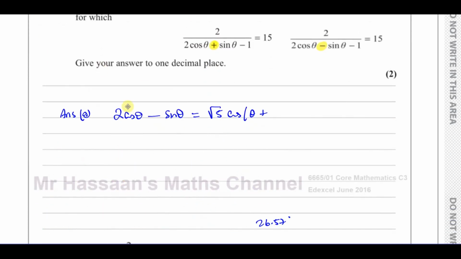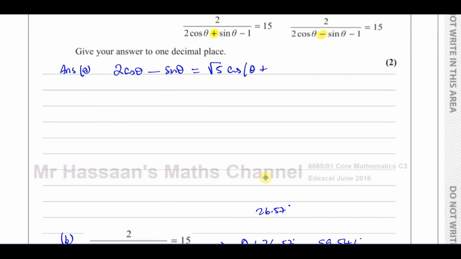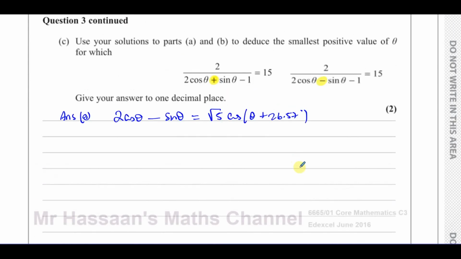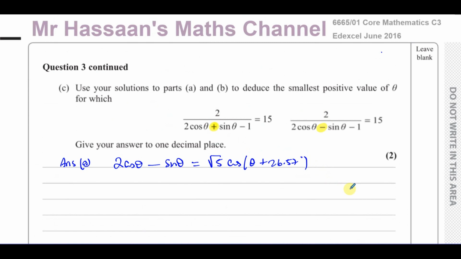Okay, so the answer to part A was like this. I've just got the answers kind of copied across because we're using the answers. This is the answer to part A because it says use your solution to part A. We don't have to do the whole thing again. Now for part A, okay, which was this one here. Okay, this is what we solved in part A.